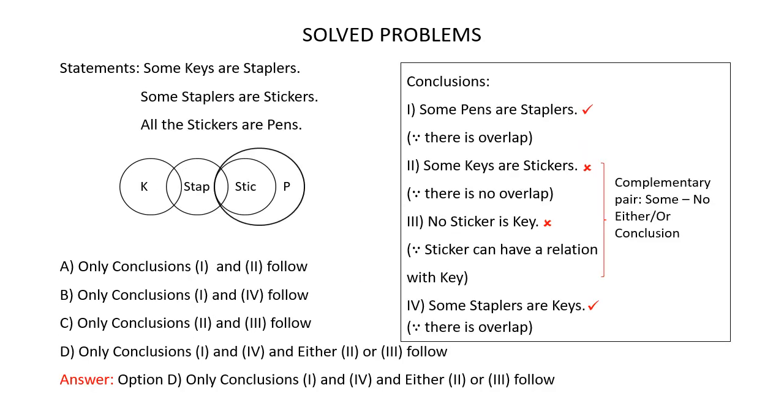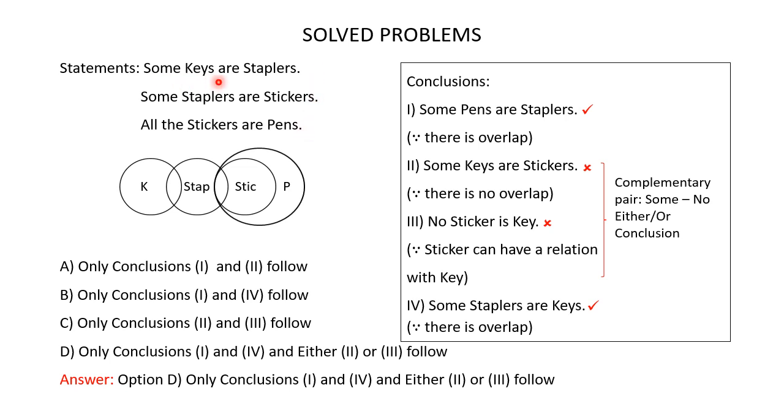In this question, you are given 3 statements and 4 conclusions. Let's find out which of these conclusions follow from the logic given in these statements. To do that, first we have to draw a Venn diagram for these statements. Now the statements are some keys are staplers, some staplers are stickers, all the stickers are pens. Now let's draw a Venn diagram for these statements.